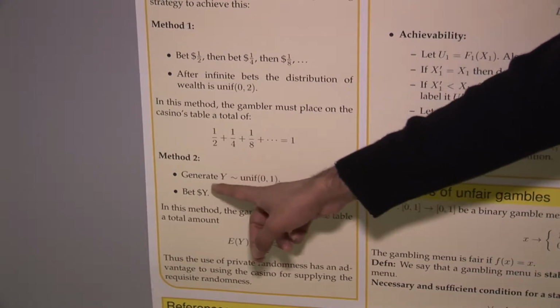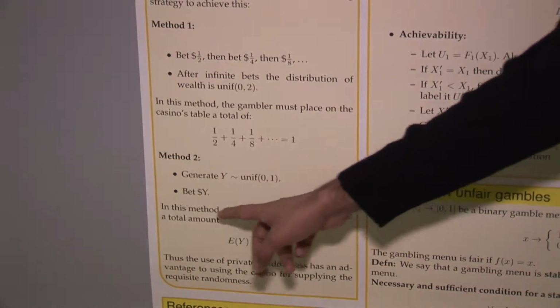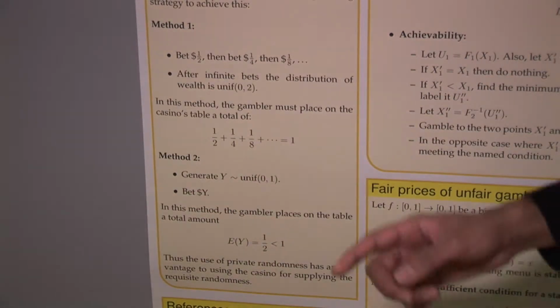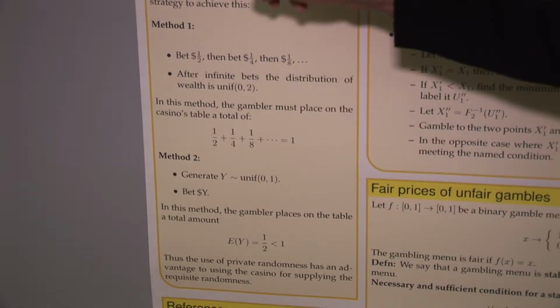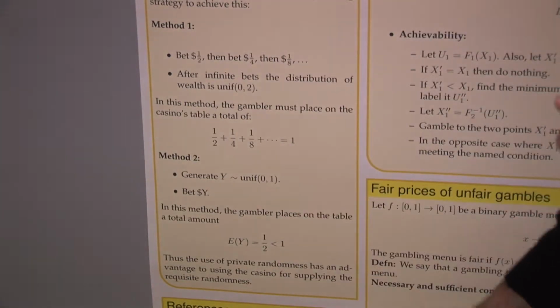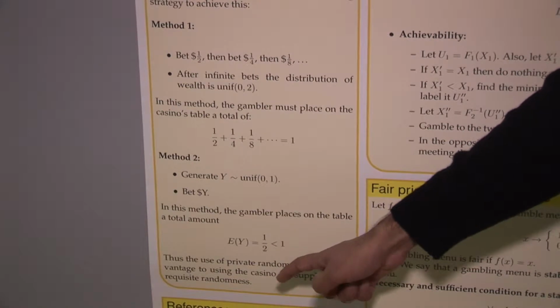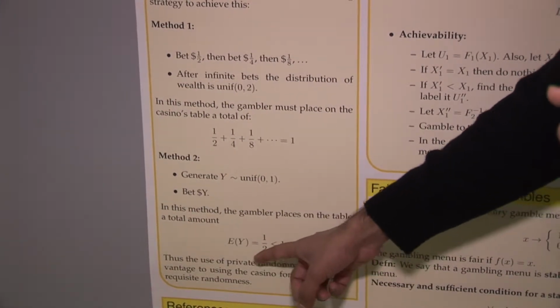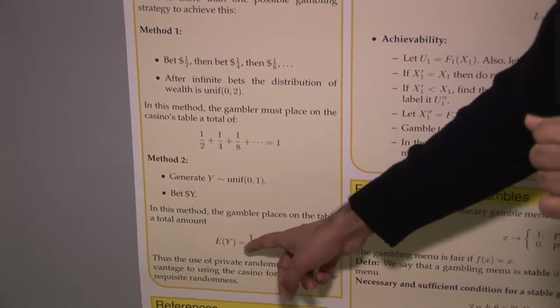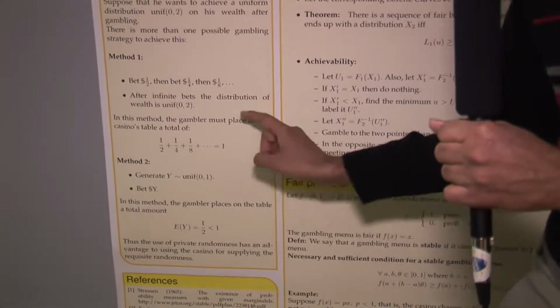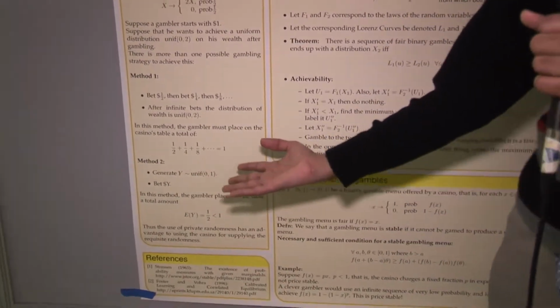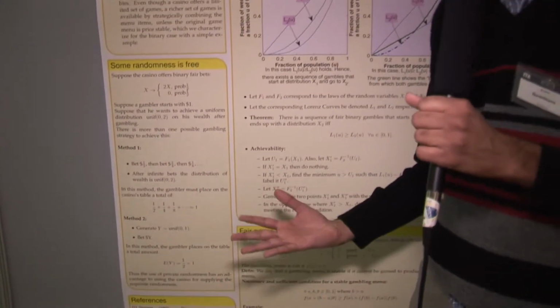And in the second method, we use a YAR gamble. We use a book of random numbers to generate Y, and we bet $Y. Our wealth is 1 plus Y or 1 minus Y. And we see that when we use YAR gambles, we have a total of $1/2 invested, which is less than the $1. Hence, we conclude method 2 is better. So we place less money on the table.